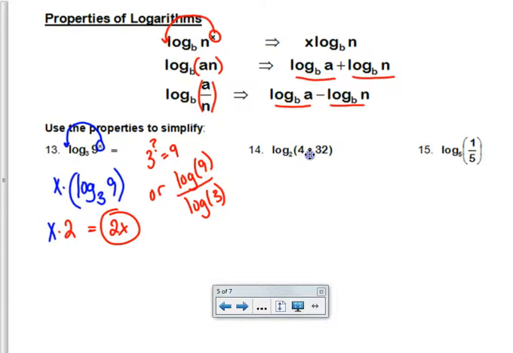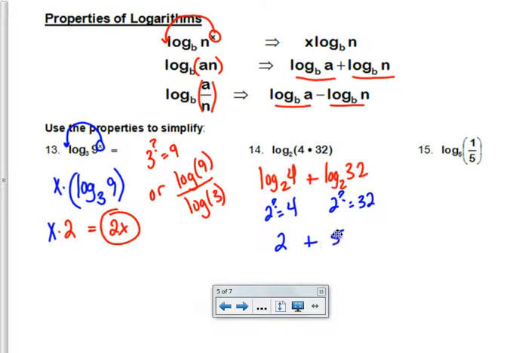Number 14 is a multiplication property, so we're going to separate it into the log base 2 of 4 plus log base 2 of 32. So again, you could either use change of base on your calculator, or you could just ask yourself, 2 to what power gives me a 4? That's a 2. And then 2 to what power gives me a 32? And that's a 5. So 2 plus 5 is 7.